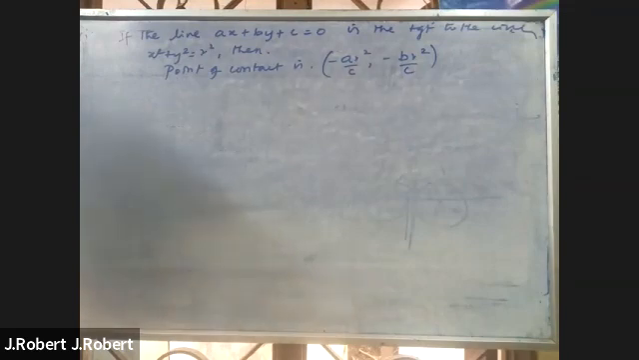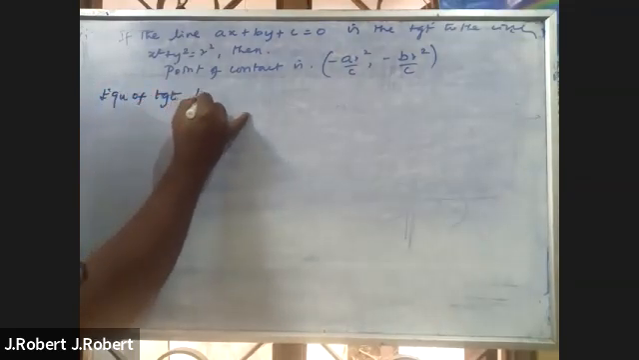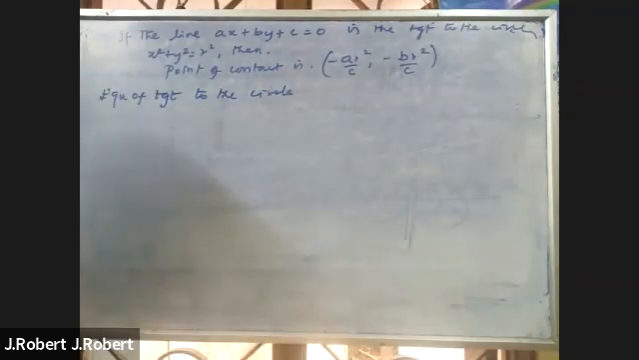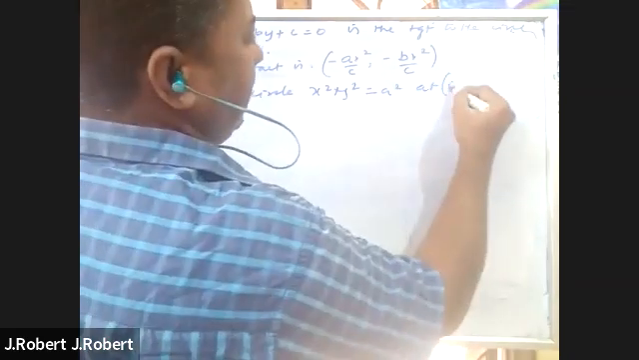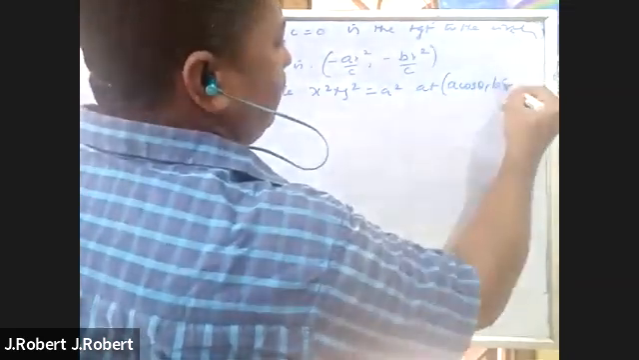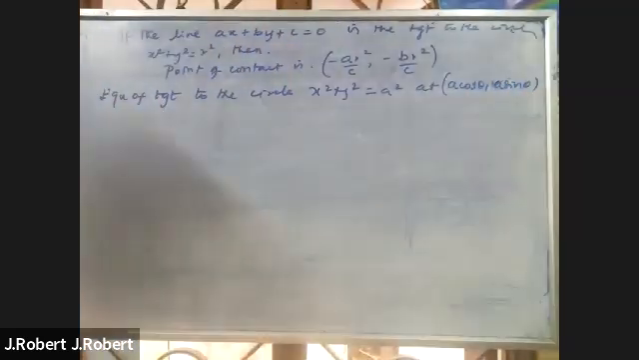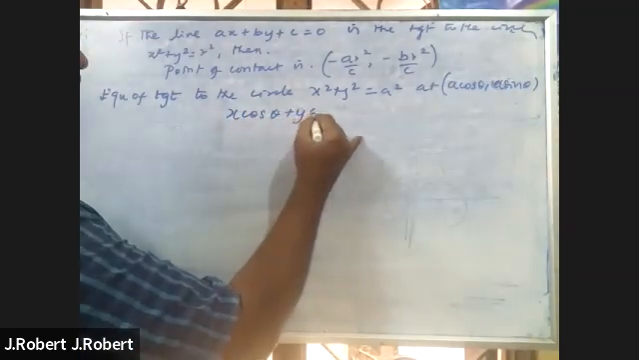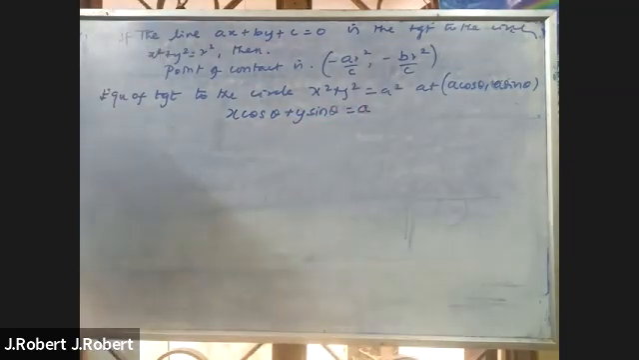Next, equation of tangent to the circle x square plus y squared equals a squared at a cos theta, comma, a sin theta is x cos theta plus y sin theta is equal to a.